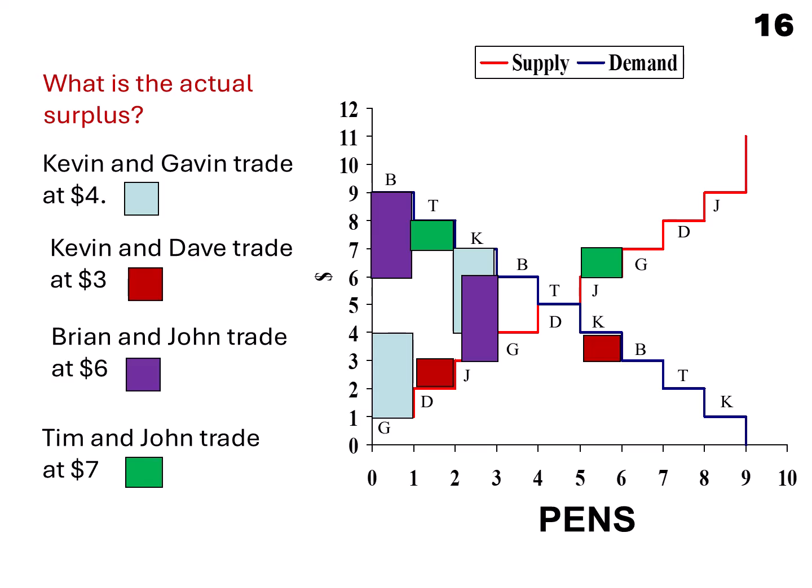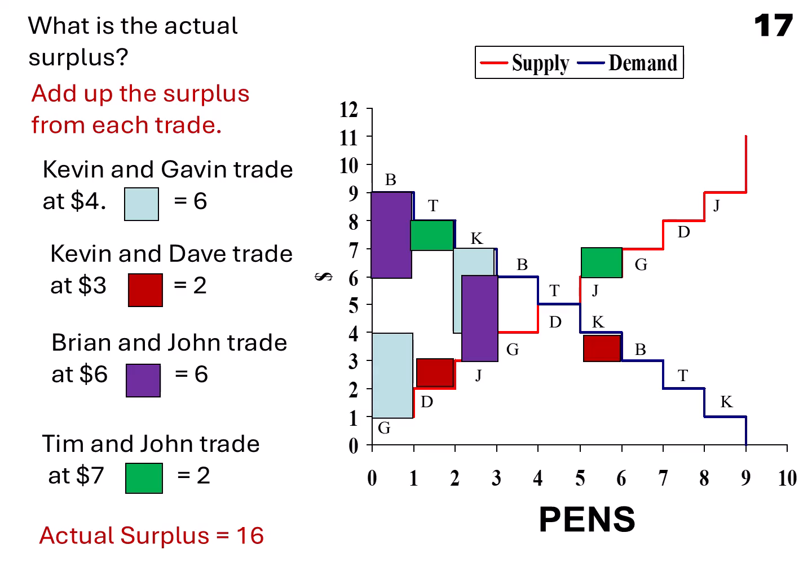Slide 16. Okay. We have all the trades. Now we calculate the gains from trade or surplus for each trade. Slide 17. Now that we have our 4 trades, we can add up the gains from exchange as follows. The first trade between Kevin and Gavin produces $7 minus $1, which equals $6 in surplus. Note that $7 is the reservation value for Kevin's first unit and $1 is the unit cost of Gavin's first unit. For the second trade between Kevin and Dave, we use Kevin's second reservation value and Dave's first unit cost. $4 minus $2, which equals $2 in surplus.